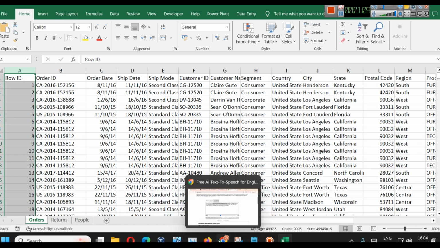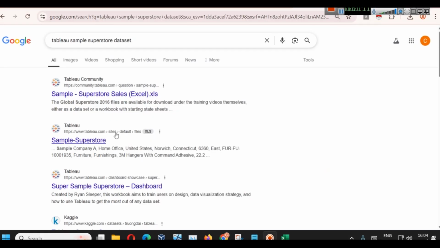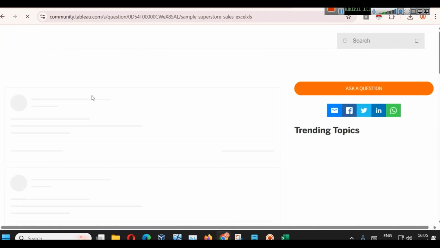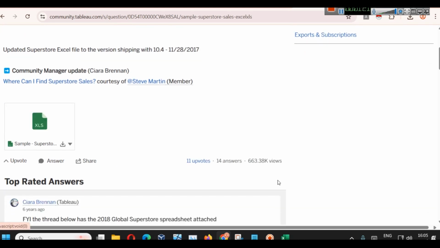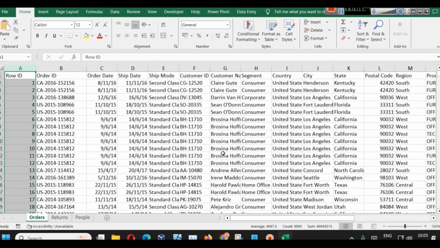And this data set that we can see here is the sample superstore sales data set from Tableau itself. The sample superstore Excel file can be downloaded from here, that is this file. This is information of a superstore, can be any superstore, where in every row we have information of one order instance.